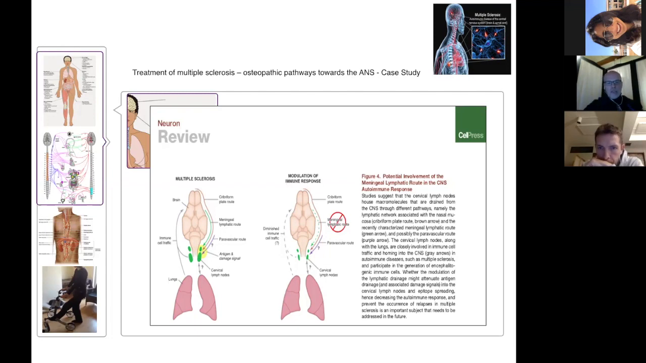So we're beginning to potentially interface with this mechanism, and it's nice to be aware of these particular research papers that endorse or give an indication of the potential mechanisms that are involved with what we're doing in terms of autoimmune mediation, and how we can have an influence on those particular drainage systems in the context of our treatment too.